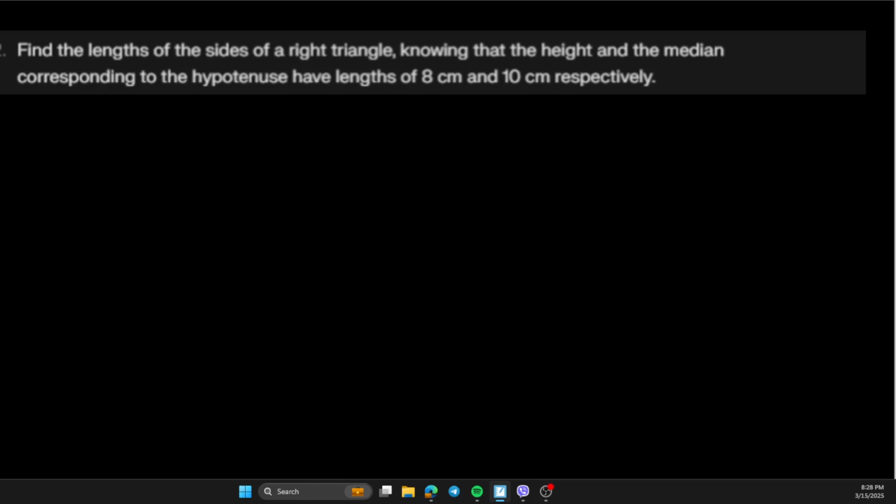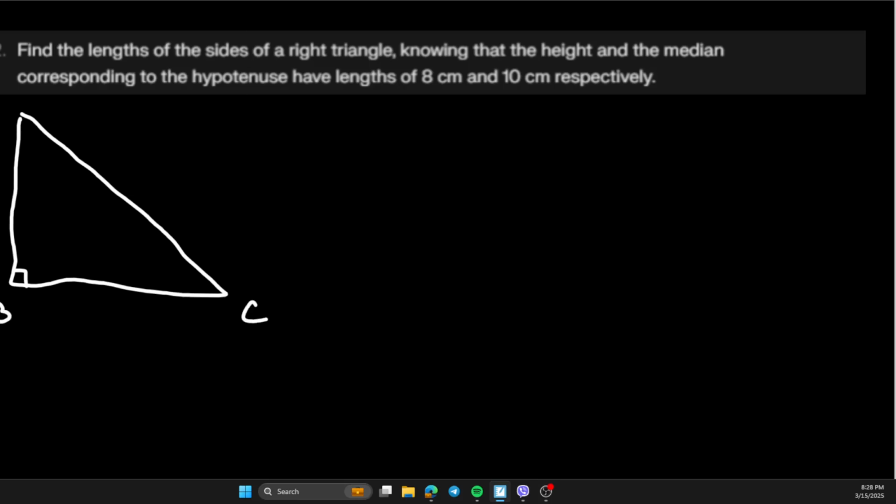Okay, start from the easy part. Find the lengths of the sides of a right triangle, knowing the height and the median corresponding to the hypotenuse have lengths of 8 centimeters. Wait, what? So we have a right triangle, and the height and the median corresponding to the hypotenuse have lengths of 8. Okay, so AB is 8, BC is 10? Not really. It tells you the height and the median. Yeah, so I don't know.